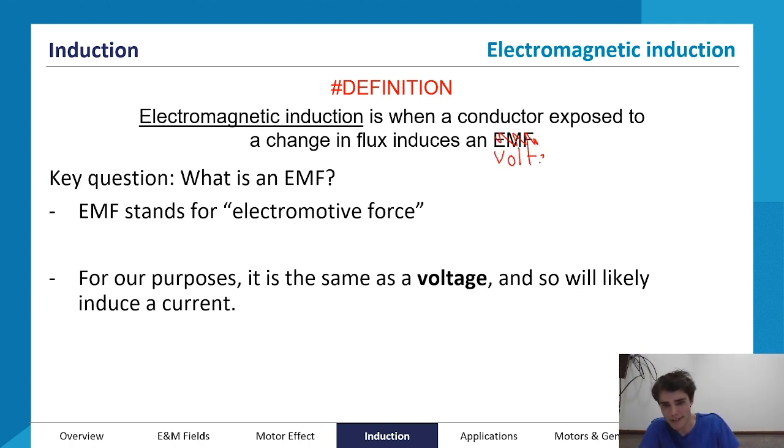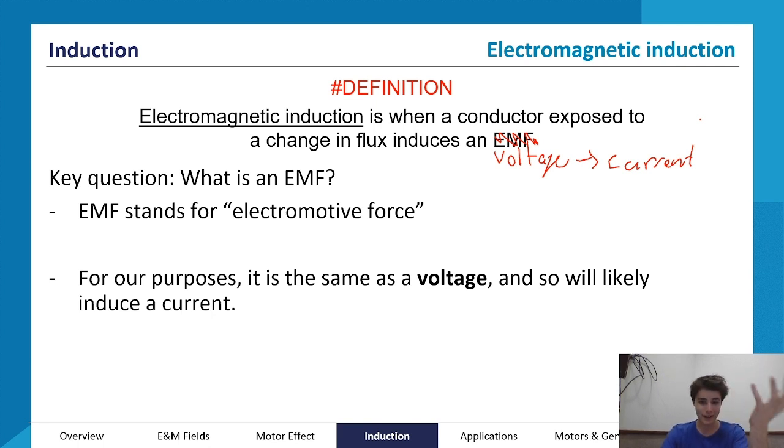And in fact, in like 97% of cases, I know I keep on using these really specific high numbers, when you read EMF, you can basically just read it as current. It basically means that there's some kind of current induced. So electromagnetic induction, to put it in layman's terms, is the effect that occurs when you have some kind of wire exposed to a change in the magnetic field lines around it that induces a current flowing through it.